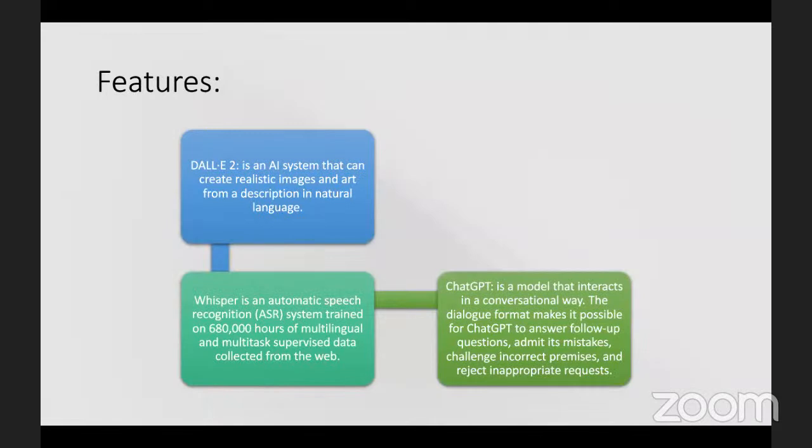They have many features. The three prominent ones are, first, DALL-E 2. It's an AI system that can create realistic images and art from a description in natural language. So basically, when you open it, you just give them a description of the image that you want to create. You can say a horse wearing a hat. They will create a horse wearing a hat that never existed before.